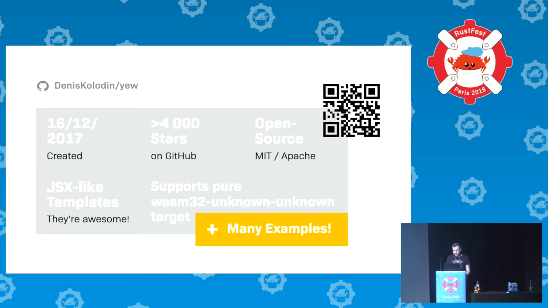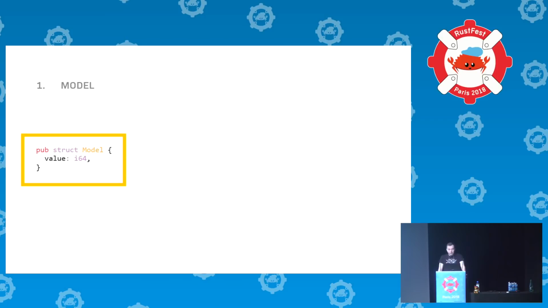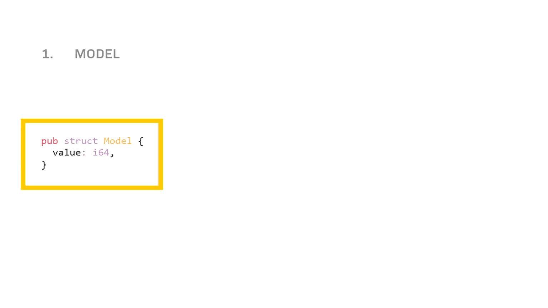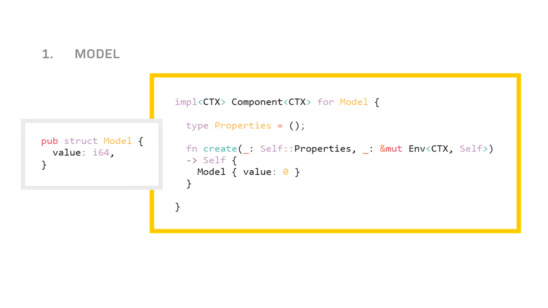Okay, let's start with a minimal application. At first, you should create a simple struct. I call it Model, with one field called value. To turn it into a user interface component, you should implement the Component trait. This trait can create instances of the component, and that's why it has to contain a create method, which returns a new component instance.